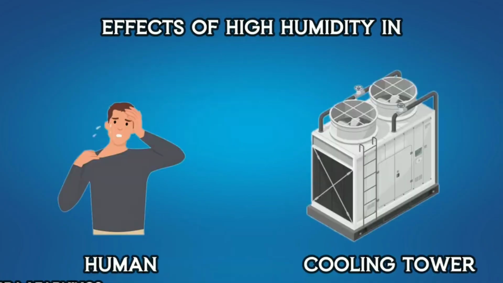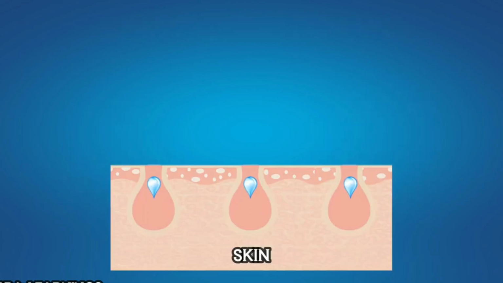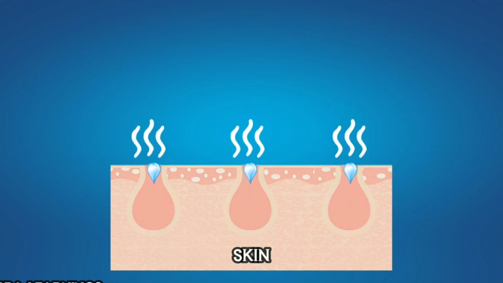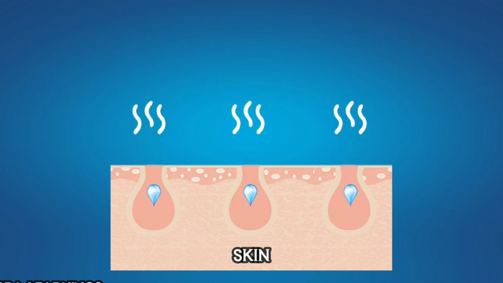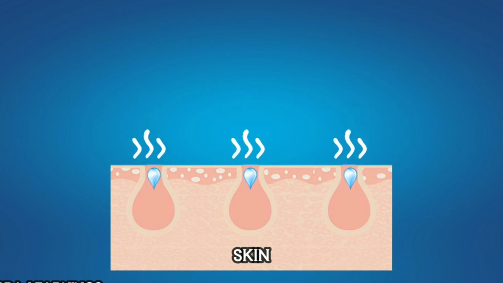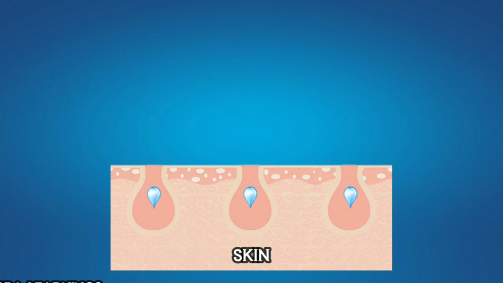Let's see how high humidity levels can affect human body temperature and cooling towers. Our bodies constantly release sweat through tiny pores on our skin. This sweat evaporates from our skin, taking away heat from our body and mixing with the air. This process helps maintain our body temperature at a normal level.